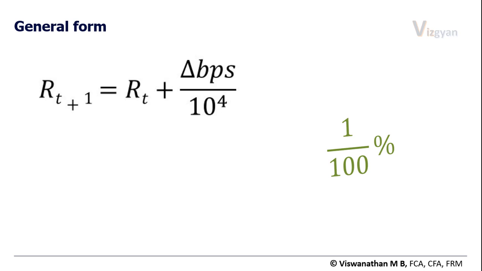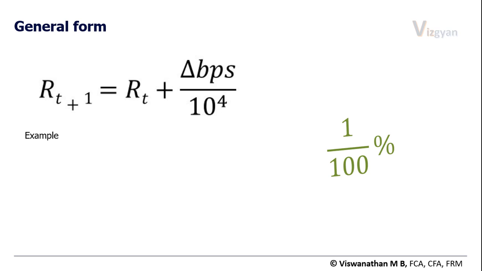And the general form we use is rate at time t plus 1 will be equal to rate at time t plus basis points by 10,000. Why are we dividing it by 10,000? Because 1 basis point is 1 by 10,000. So if you expect the basis points to increase by 50, then the net result will be 50 by 10,000. That's 0.5%. Now 10,000, I would like to write it as 10 to the power 4 so that I don't make mistakes with the zeros.